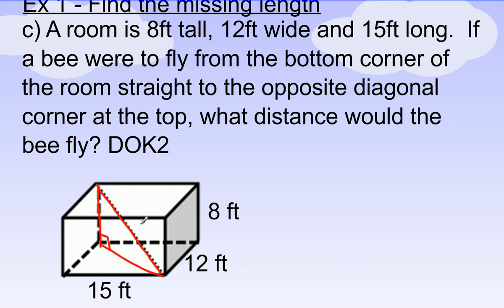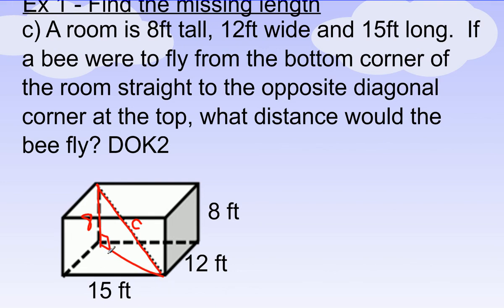I need to know what this side is. That's what the question is asking. What distance would the bee fly? That distance here. Okay. So from this triangle, I know this side here is 12 because it's the same height. I'm sorry, no. That height of the room is 8, not 12. So the height of the room is 8 feet. See? 8 feet. Now this diagonal. Well, I don't know that diagonal.